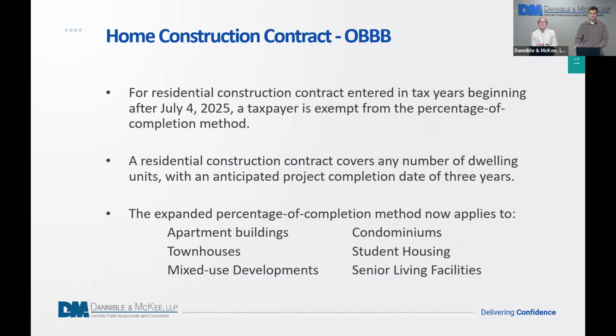These rules have been expanded. So now it is considered a residential construction contract. Anyone that is entered after July 4th of 2025 would now qualify for this exception. The big things of note here are that there's an increase in the number of dwelling units that are available. And again, that project can now be completed within 3 years. So this is important to note for apartment buildings, townhouses, mixed-use development properties. Anything now, again, with an increased number of dwelling units can fall under this exception.